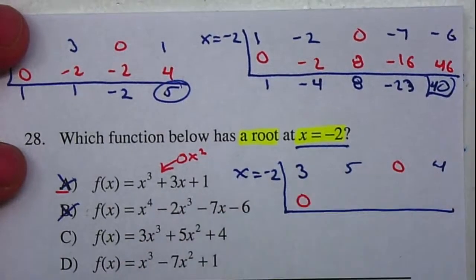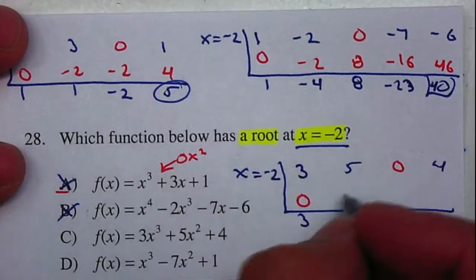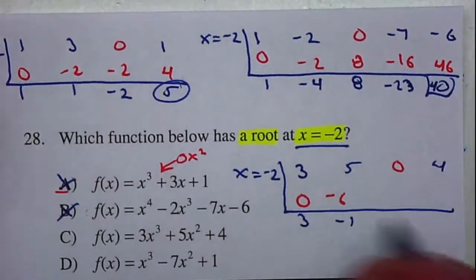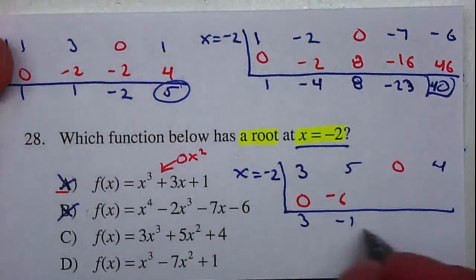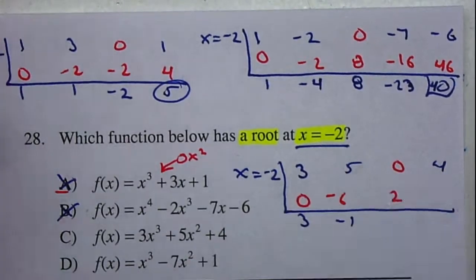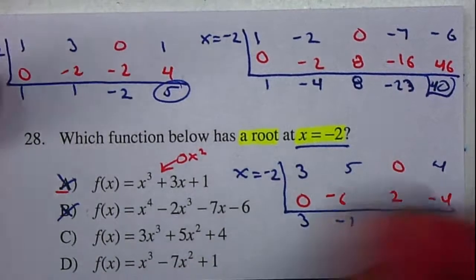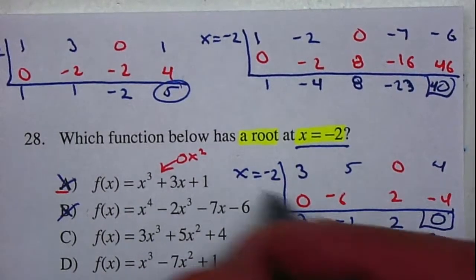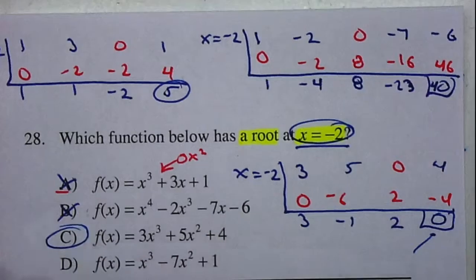So with the 0, then we add. We multiply. Negative 2 times 3 is negative 6. Then we add. Negative 2 times negative 1 is positive 2. Then we add. Negative 2 times 2 is negative 4. Then we add. Once you end up with a 0, that means that this is a root. So your answer will be letter C.